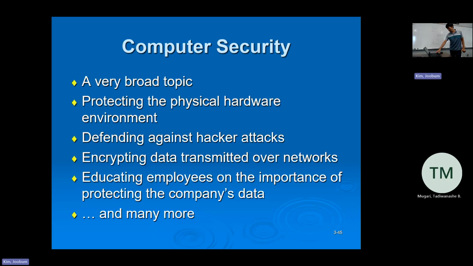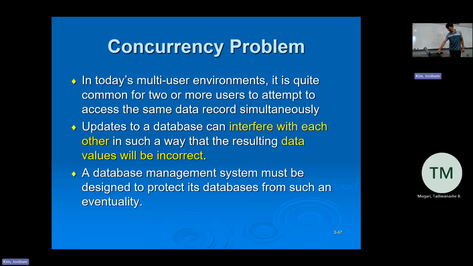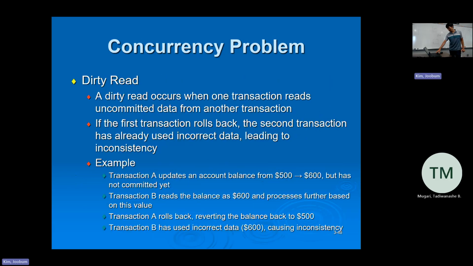For the security problem, just take a look at the PPT. Okay. The third, the concurrency problem. So what is a concurrency problem? At the same time, a lot of people are trying to access the same specific data. That is concurrency. So one example of the concurrency problem is a dirty read. What is this?